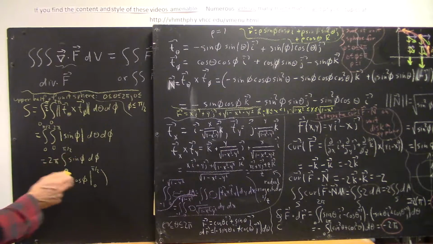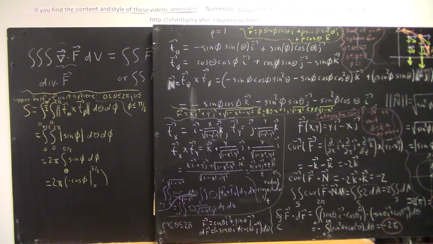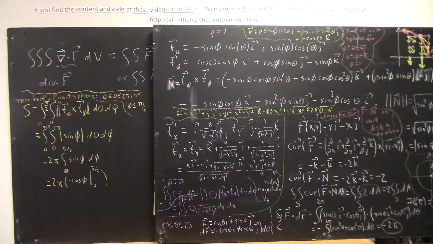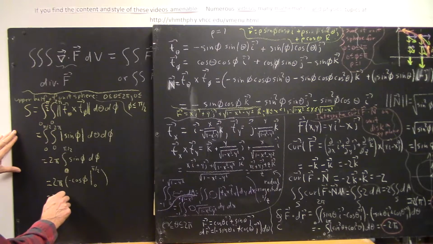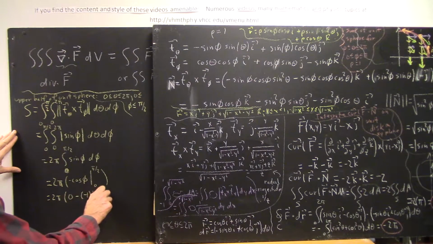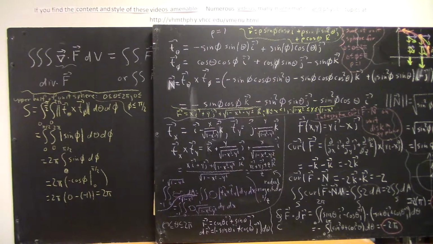Okay, antiderivative of sine phi is negative cosine phi. Evaluating cosine phi at 0, we get what? We get 1. And evaluating at pi over 2, we get 0. So we get 2 pi times 0 minus negative 1, which is 2 pi.